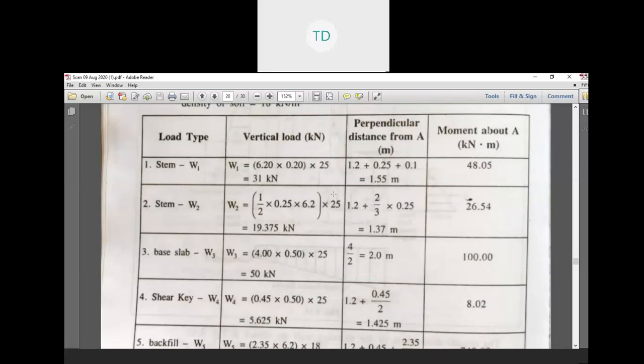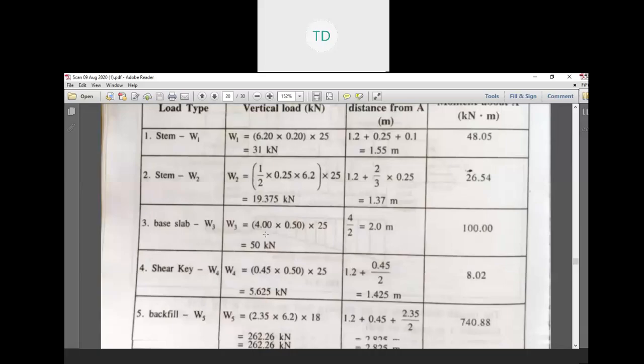This 25 is the unit weight of concrete. Don't forget to include the unit weight of concrete, because for the material used to construct the retaining wall, the unit weight is compulsory for calculating any pressure.